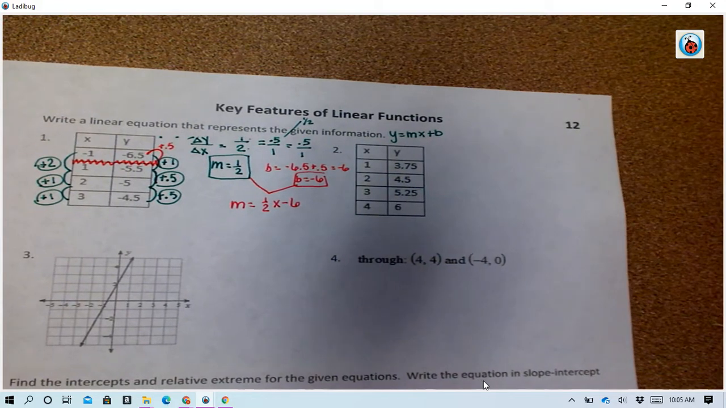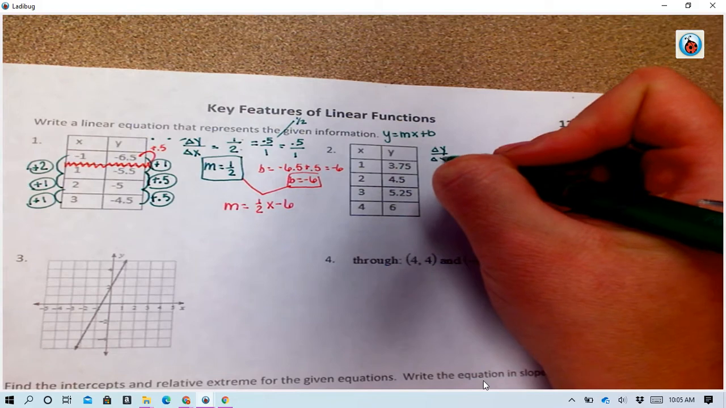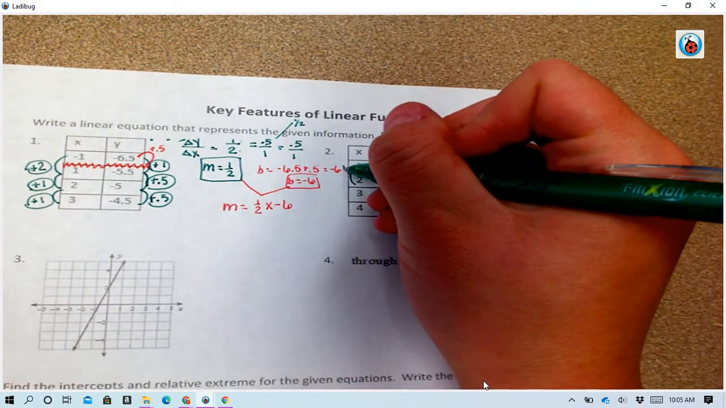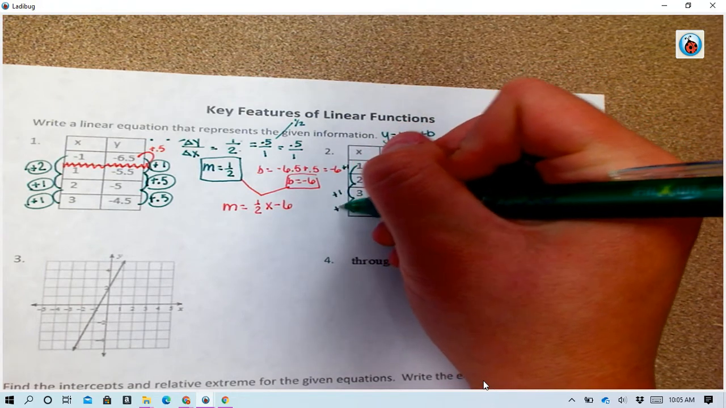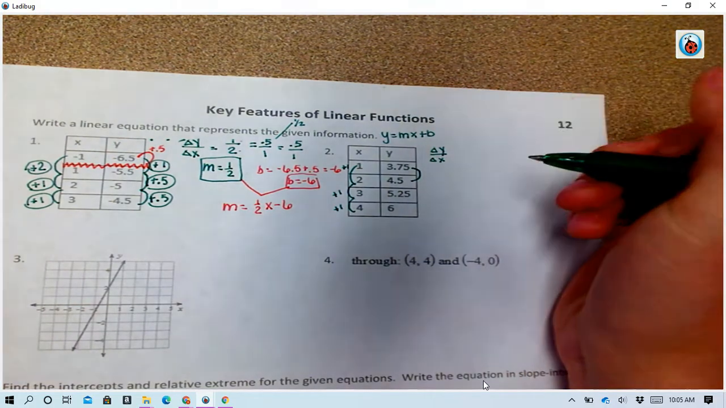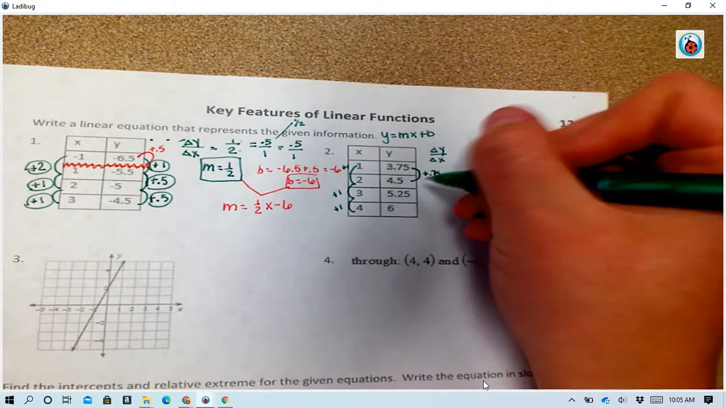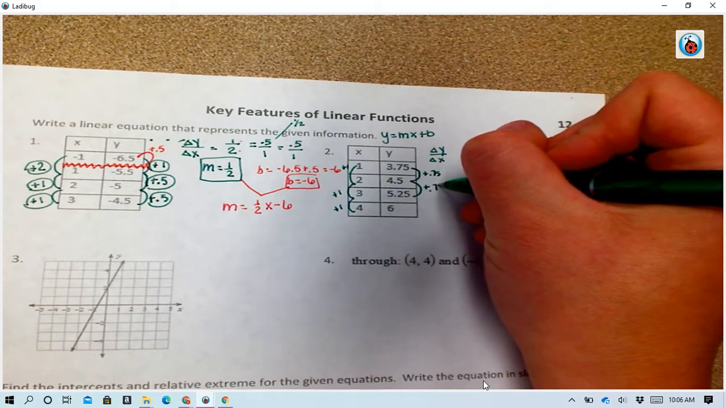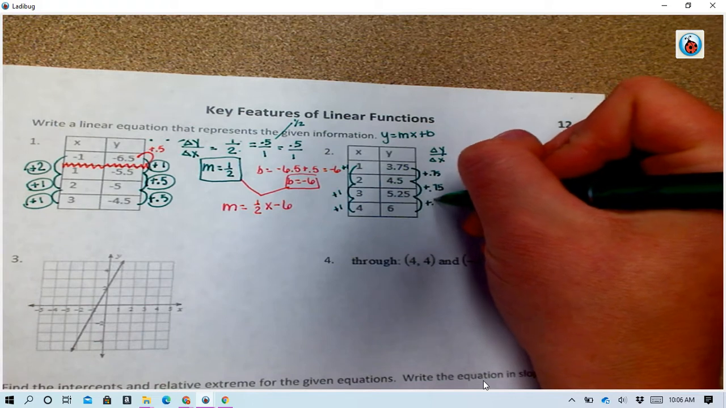Okay, same thing. We need to find our change in y over our change in x. So from 1 to 2, we add 1. From 2 to 3, we add 1. From 3 to 4, we add 1. From 3.75 to 4.5, we add 0.75. From 4.5 to 5.25, we add 0.75. From 5.25 to 6, we add 0.75.